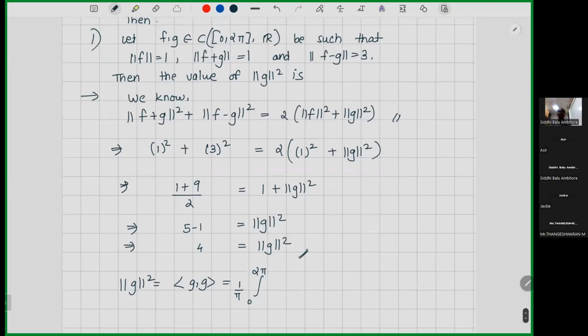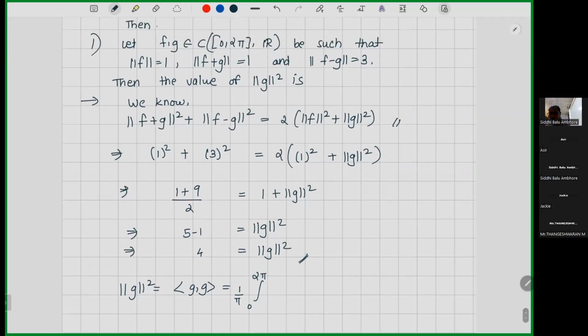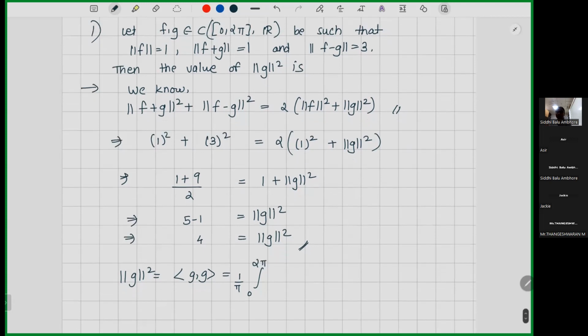But here explicitly g is not given to us. Even f is not given. Nothing is given, just the norms of these elements: f plus g, f minus g, and f. But I have the integral value, right? For f, if I start with f, the integral value is 1. But still, what will you integrate? That's my question. You don't know what f is or what g is.